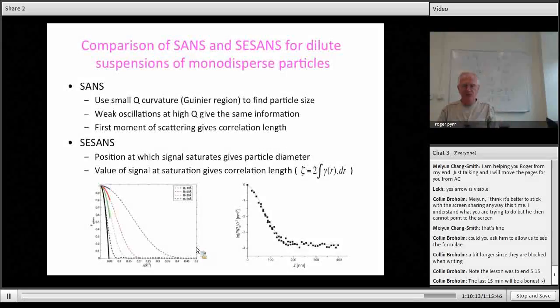So here's a sort of comparison of what you see in SANS and CSANS. Normally, if you do a SANS experiment, you'll plot the data like this, and you'll maybe go into this low Q region down here, the so-called Guinier region, to get the radius of gyration of your particles. But in fact, if you plot this whole thing on a log scale, there are these oscillations that I talked about in the scattering down here that also give you the same information about the size of particles if you've got monodispersed particles.